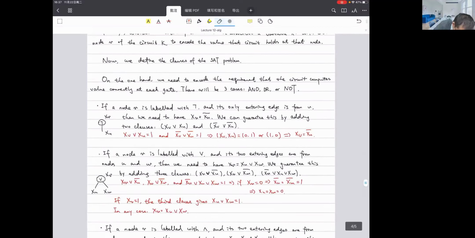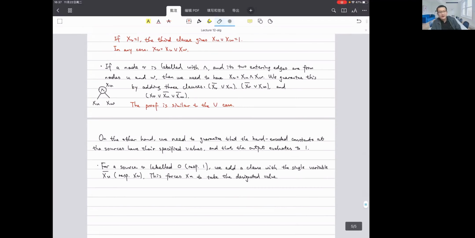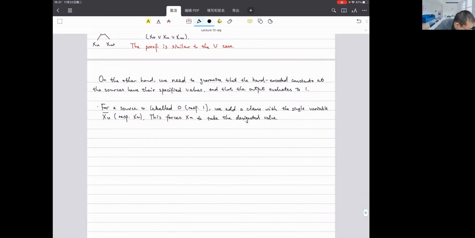But what is important here is that for the input, we need to have this kind of encoding for hard encoded input. So if it specifically needs to be 0 or specifically needs to be 1 here, we need to add this single variable clause, this xv bar or xv here. So this is the thing that we need to do here.